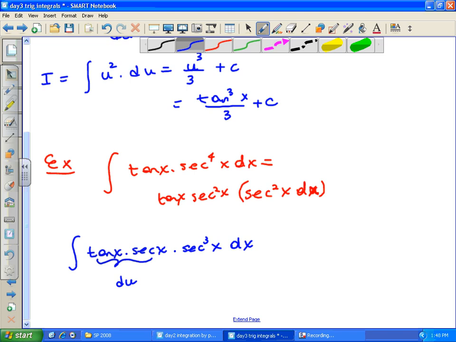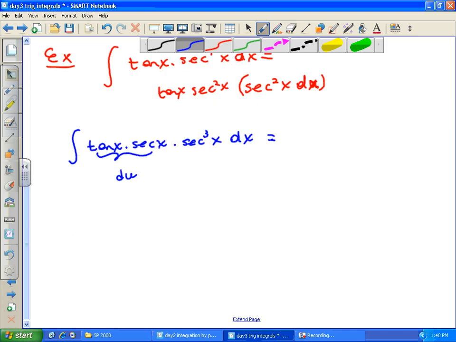You can do it that way also. So let's do it this way first, and then we'll go back to the other one. Okay, so let u be equal to secant x, so that du equals secant x times tangent x. So the integral becomes, can someone tell me what I should have in my integral now? Exactly, the suggestion is correct, u cubed du.